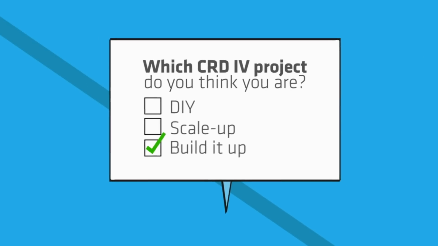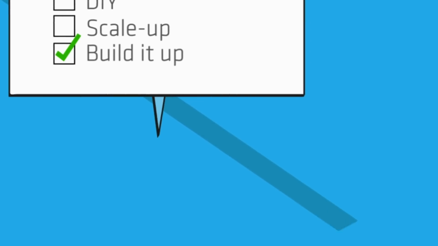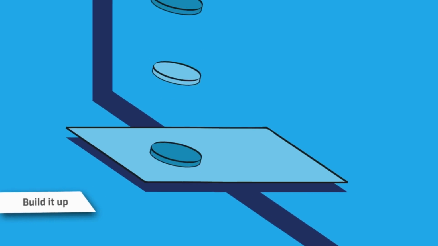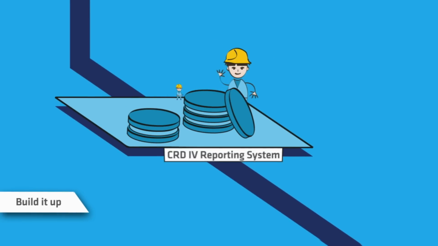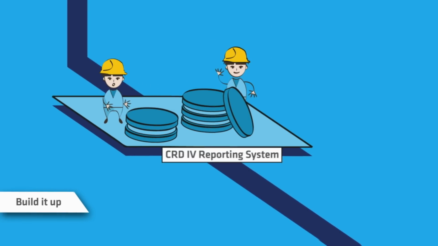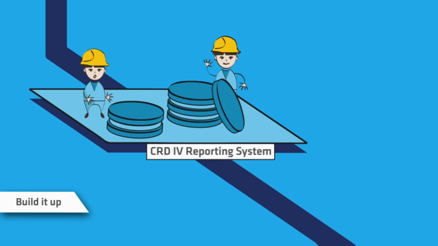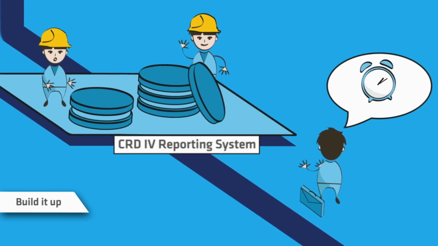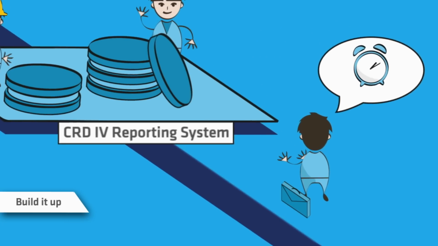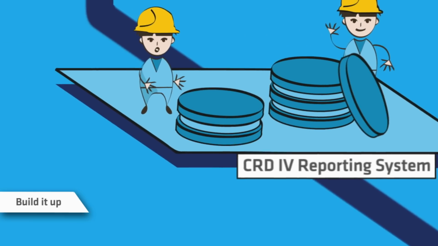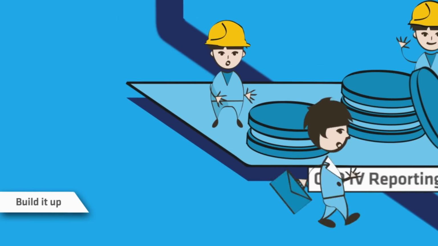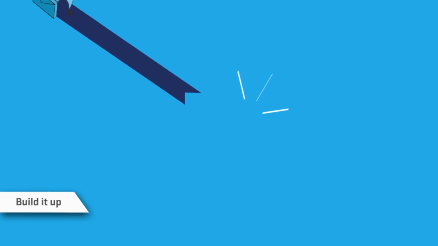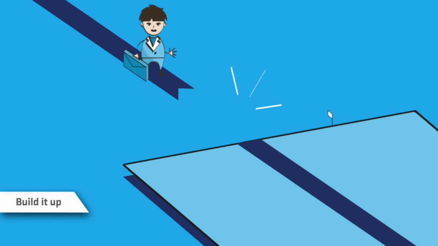You still haven't found a match? So maybe that means you're the build-it-up type. You have initiated a massive overhaul of your regulatory reporting processes, and a whole new reporting solution is under construction. You're confident about its future capacity to meet your reporting requirements under CRD4. You're in the middle of an ambitious project, and you have realized that meeting the first reporting deadlines in 2014 isn't really feasible.